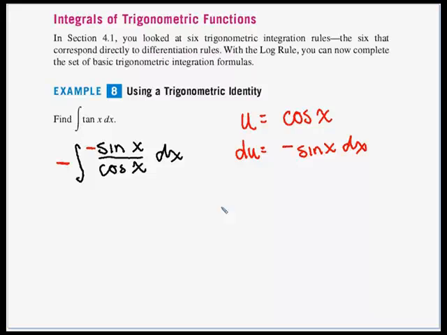So we are now in the format. Our denominator is a function, the numerator is its derivative, this negative sine x dx is going to be our du, so we have u prime over u. And we can apply our integration. We're going to have negative the natural log of the absolute value of our denominator plus c.